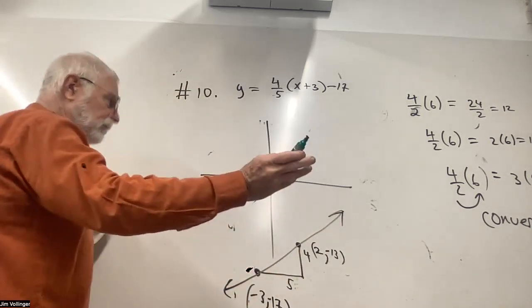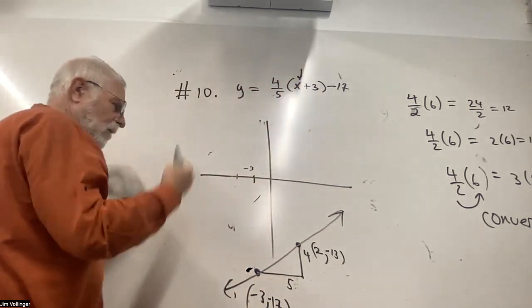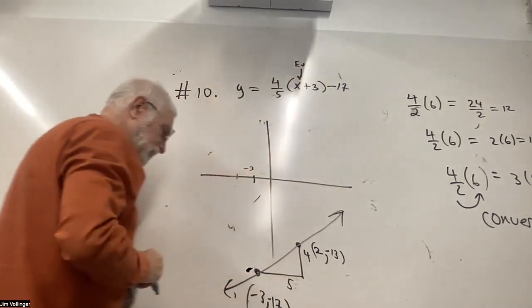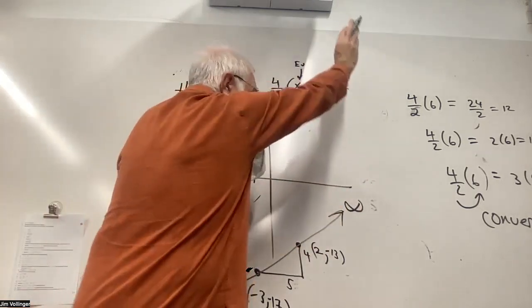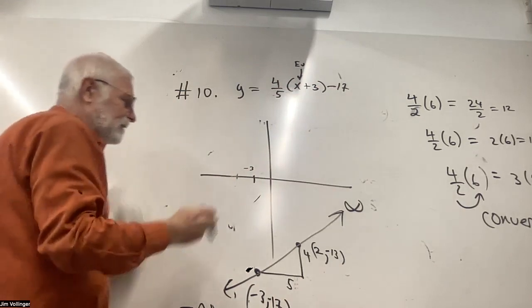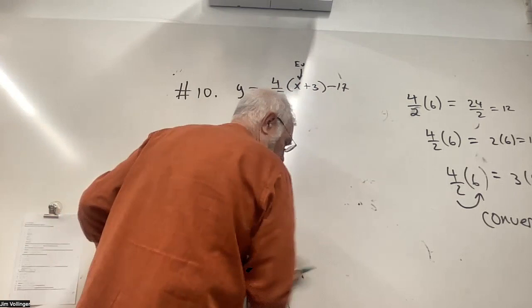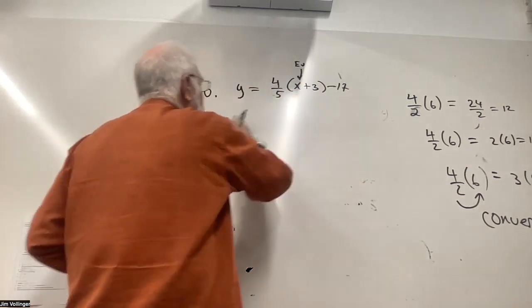Domain is all reals. There's not a number that I can't add 3 to and multiply and subtract. All numbers work. Everything works here. So the domain is all reals and looks like I'm heading to positive infinity. And if I look to the left, negative infinity. So the range, the y values in the table, all reals. I want to start talking domain and range so that you get familiar with the terms.